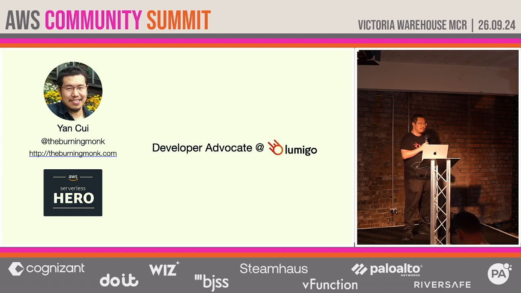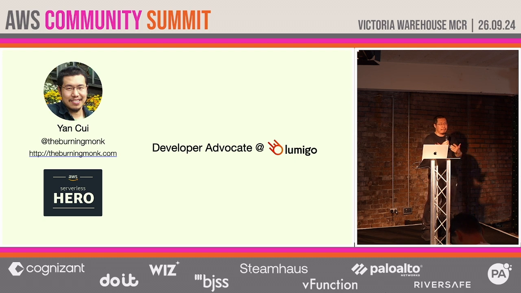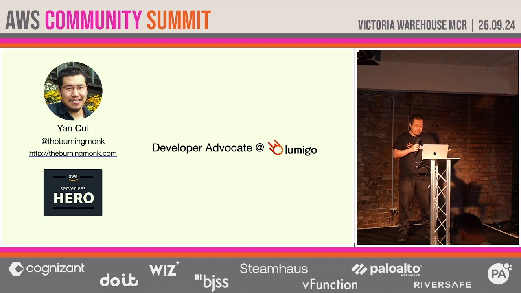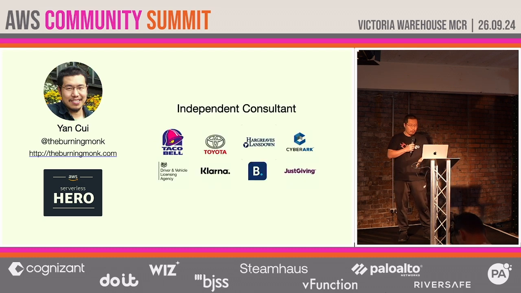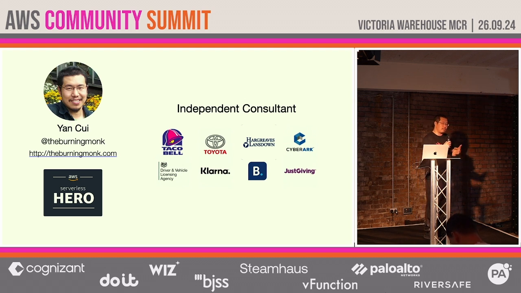Nowadays, I spend about half my time working with Lumigo, which I think is still the best observability platform for microservices and for event-driven architectures, especially if most of your workload is serverless. The other half of my time, I work as an independent consultant, where I help other companies adopt serverless, find better efficiency and build things better.